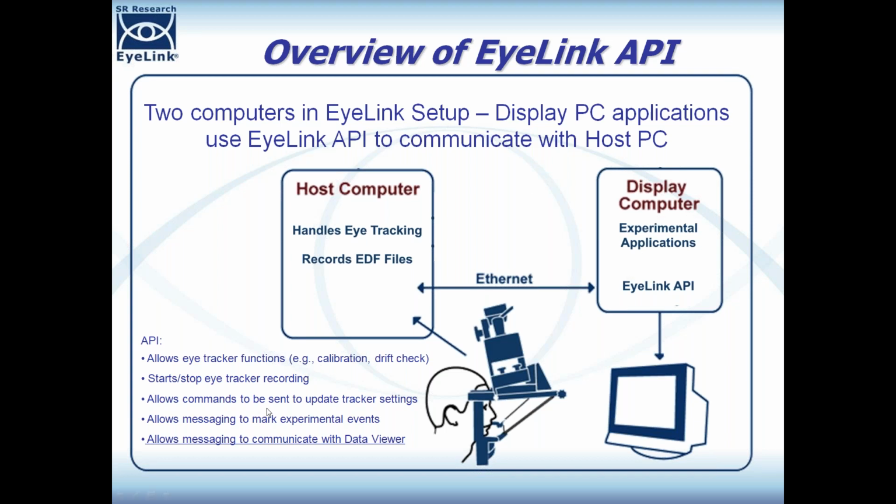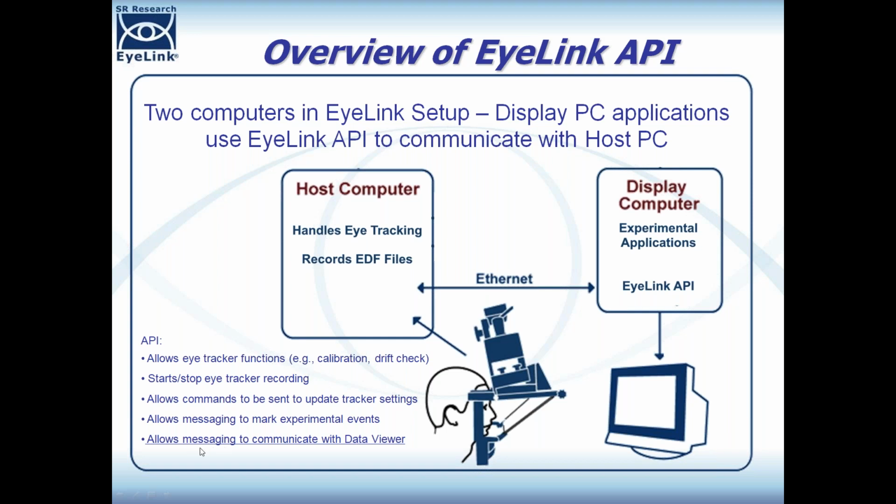Importantly, you can also send messages from the display PC to the host PC to mark the occurrence of experimental events. When you're running an experiment, you're going to have all these different events happening on the display PC. You're going to be presenting different trials with stimuli here. And you want to send markers to the data file that log the time when these different experimental events occur. That's what this is referring to. We call them messages. That's our little lingo. We call these markers messages. And so you're going to send messages to the host PC to mark the times of these experimental events.